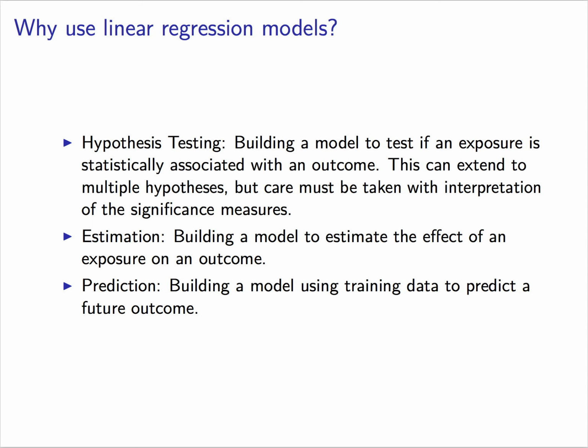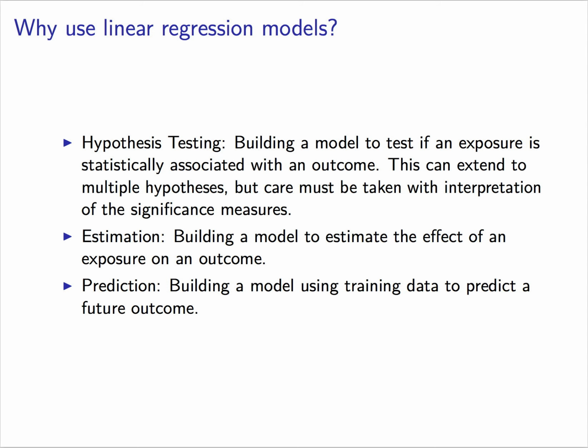Generally, we'll use statistical models for one of three purposes. We want to test a hypothesis, make an estimation, or make a prediction. We may want to build a model to test if an exposure is statistically associated with an outcome, for example. This can extend to multiple hypotheses, and we need to be careful about the interpretation of significance measures when we test many hypotheses. For estimation, we may want to build a model to estimate the effect of an exposure on an outcome. How does being exposed to cigarette smoke affect the risk of getting lung cancer, for example?